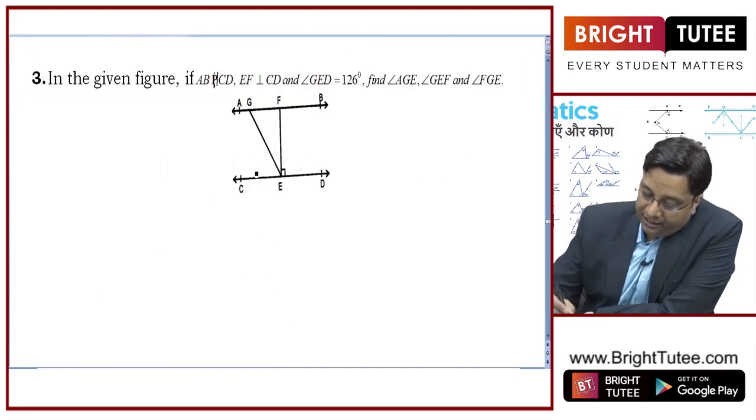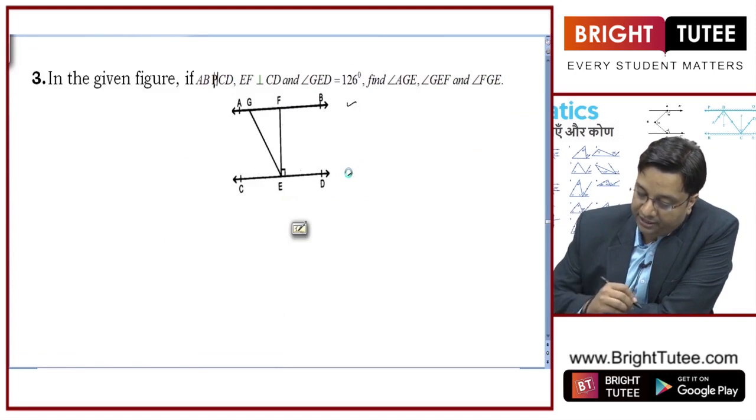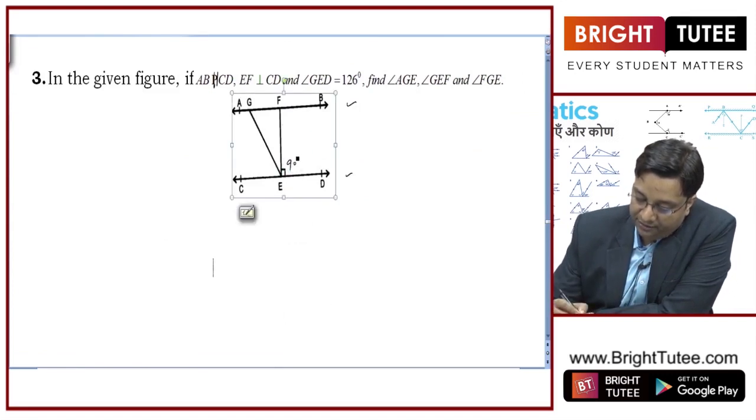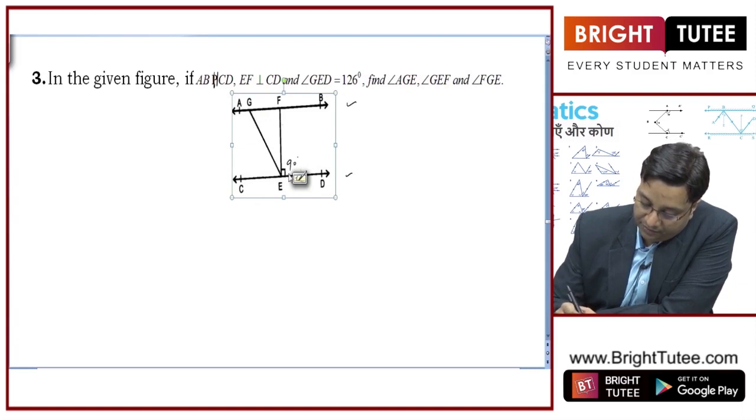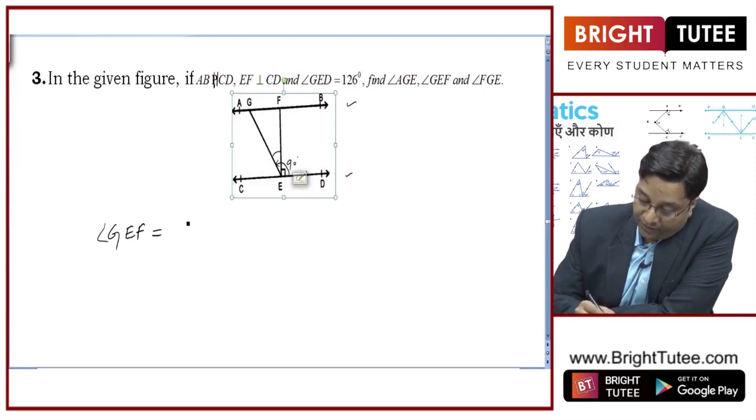In the given figure, line AB is parallel to line CD. EF is perpendicular to CD. So this angle is 90 degrees. Angle GED is 126 degrees. So GED, that is this one, this complete angle is 126 degrees. So I can say angle GEF is equal to angle GED minus angle DEF.